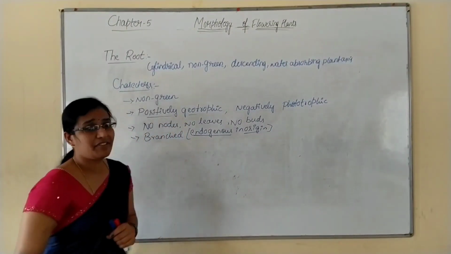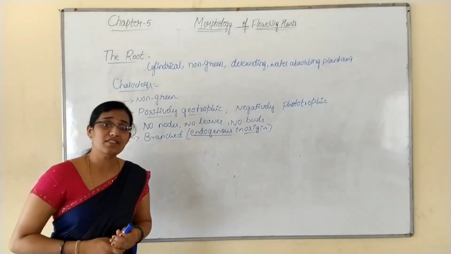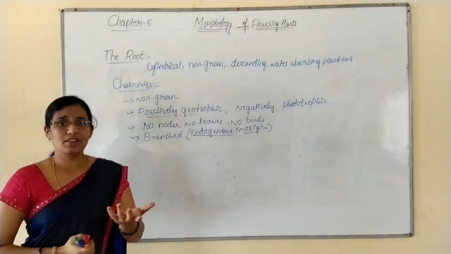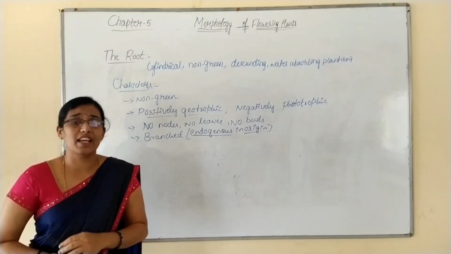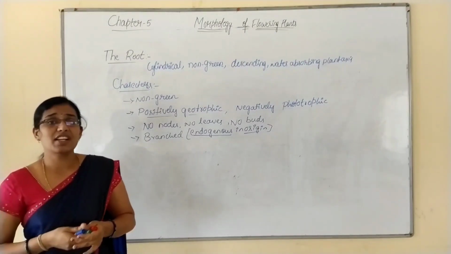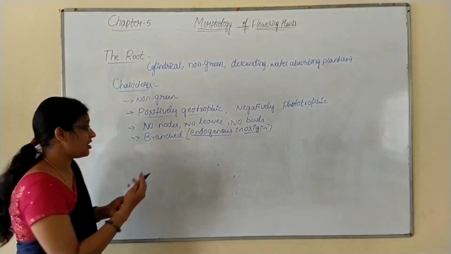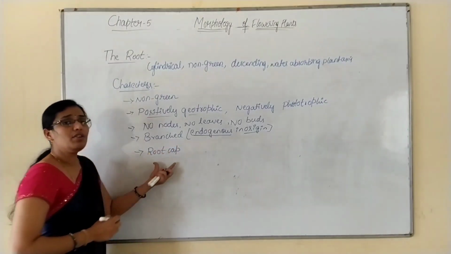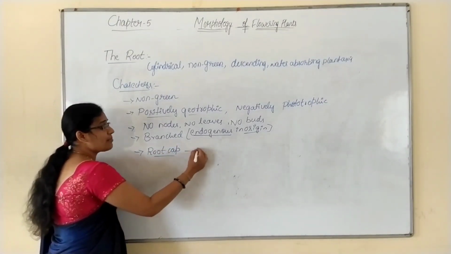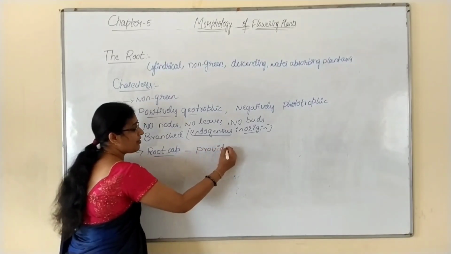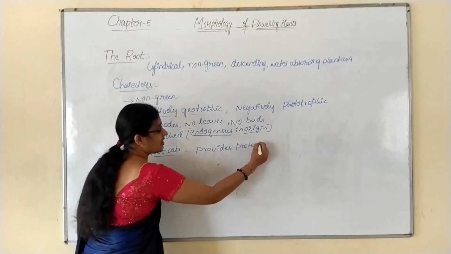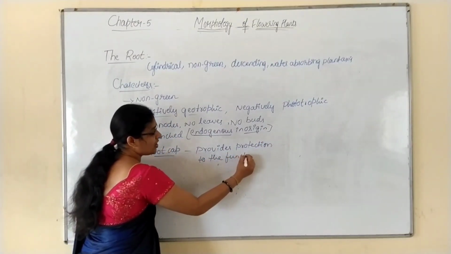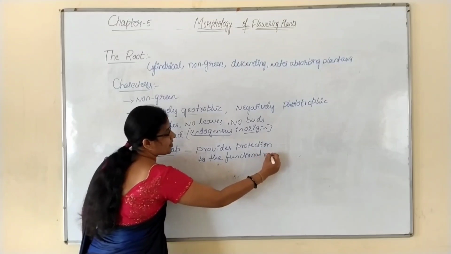And what else is left with the roots? What are the different characters of roots? Each and every functional root, you people know that roots are functional in nature usually. Each and every functional root will be protected by a cap-like structure called the root cap. What do we call that? Root cap. This root cap provides protection to the functional roots.